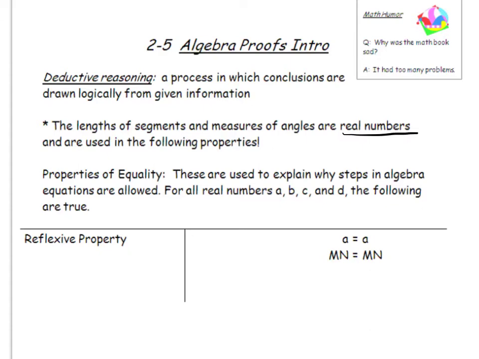So the first property is the reflexive property. Reflexive property is really easy to remember. I like to think of reflection: what you see is what you get. This is when you say something equals itself. So whether it's something simple like A equals A, or a segment MN equals MN, or the measures equal each other, or an angle equals itself, reflexive property is simply something equaling itself.